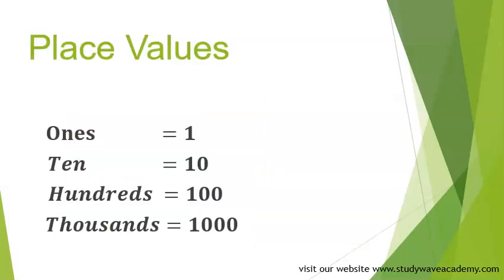Okay, so we're going to be moving over to place values. Place values is all about placing numbers according to their values, whether in the ones, tens, hundreds, and thousands. Okay? So first of all, we are going to know the meaning of digits.